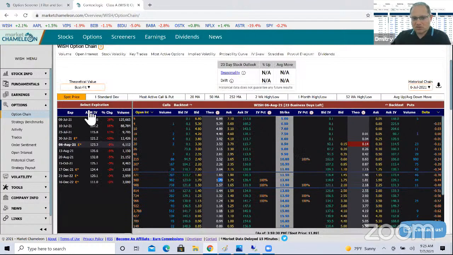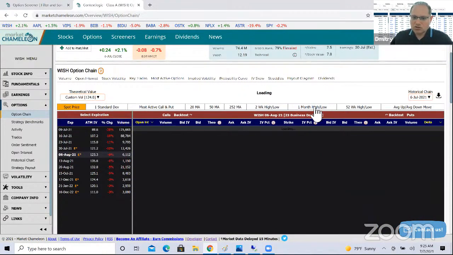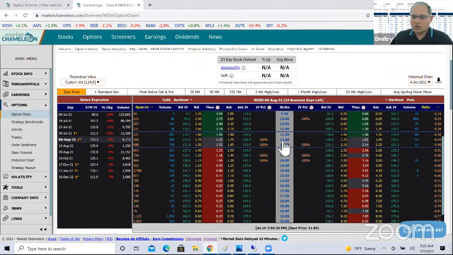And I'm going to come here to my theoretical value and put a custom implied volatility for all the strikes. I'm going to say, let's do 124. And I'm going to say okay. So this is generating a theoretical value for each option using the option pricing model based on implied volatility of 124 for each strike. Okay, so we could see here for the 12th strike, this implied volatility is right in line. It's between 170 and 175.